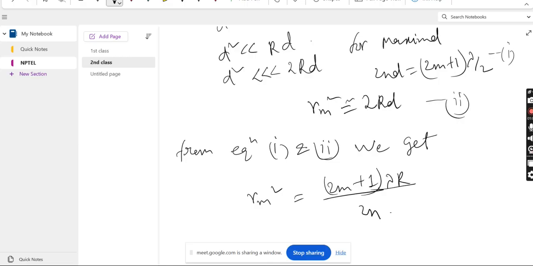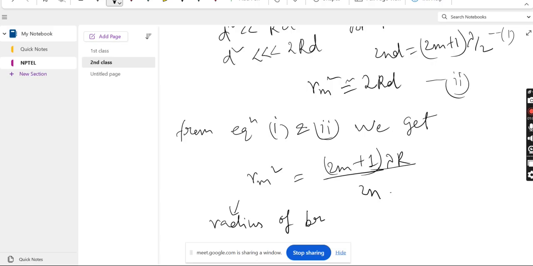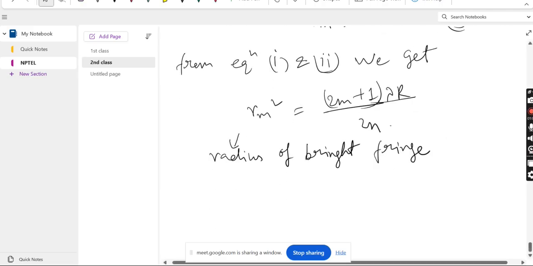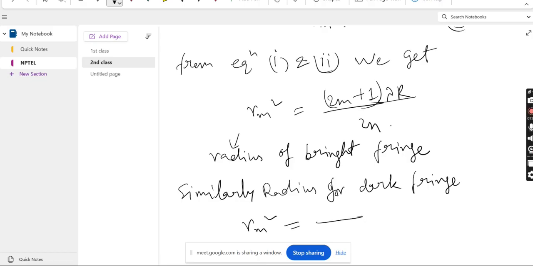Similarly, the radius for the dark fringe will be r n square is equal to 2n lambda R by 2.